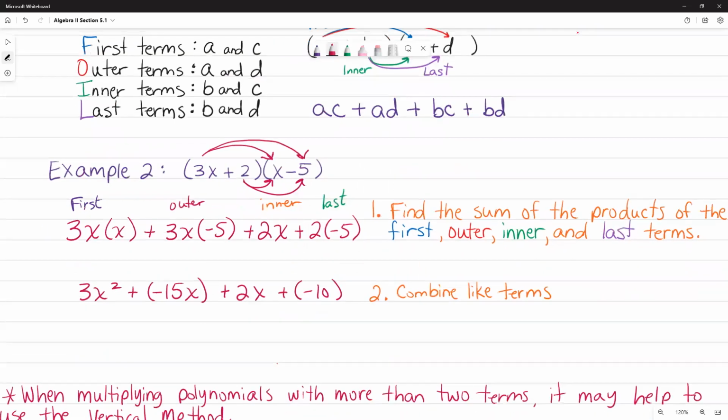All right, do we have any like terms we can combine? Yes. So 3x squared, we cannot. There's only one term that has an x squared, so we can't combine that. But we have -15x plus 2x. So what is that? -13x. So that got rid of these two. And then -10.